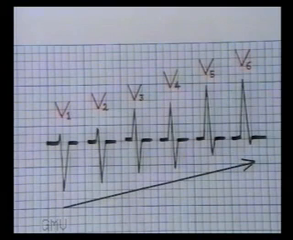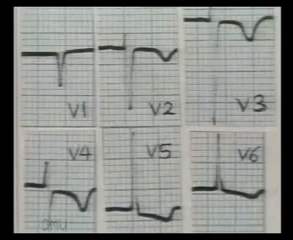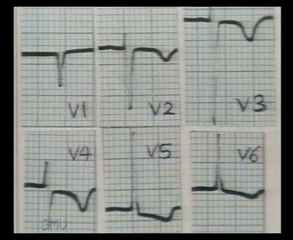Somewhere in V3 and V4, the R and S waves are equal, and in V6, there is a tall R wave and a very small or absent S wave. This ECG shows a normal QRS pattern in the chest leads. Note the S wave in right-sided chest leads, which disappears as we reach V5 or V6. R and S are equal in V4, and the R wave progressively increases from V1 to V6.